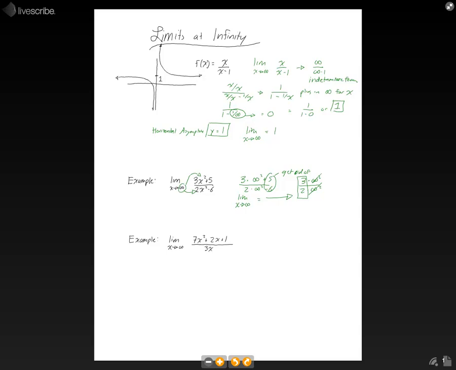Now, we can see that there's a shortcut. If we have something with identical powers of x on the top and bottom, we can use the coefficient rule. And that is, we can just look at the coefficients, and the ratio of the coefficients of the highest powers of x will give us the limit.